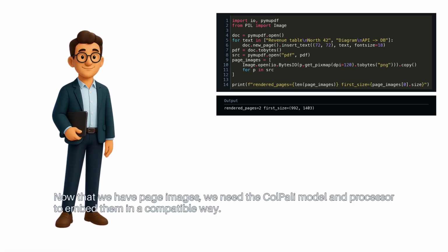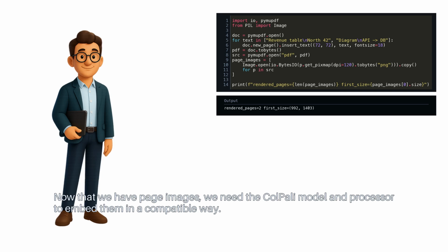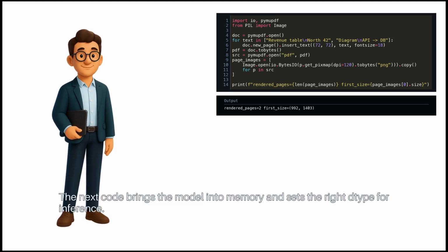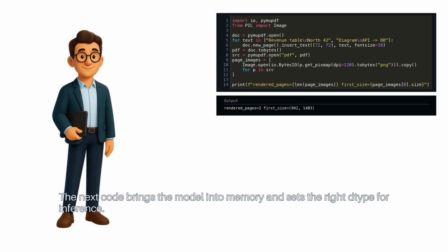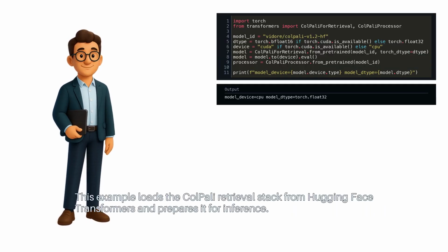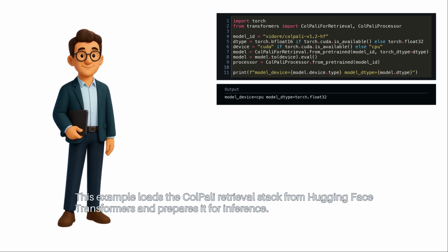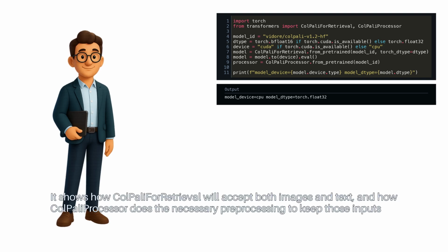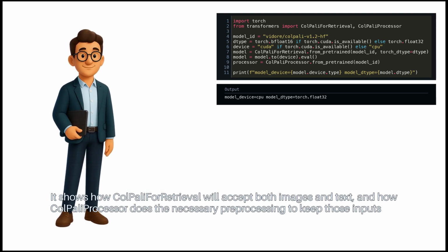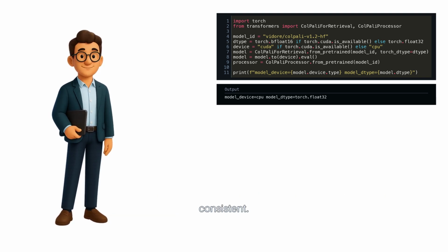Now that we have page images, we need the ColPali model and processor to embed them in a compatible way. The next code brings the model into memory and sets the right dtype for inference. This example loads the ColPali retrieval stack from Hugging Face transformers and prepares it for inference. It shows how ColPali for retrieval will accept both images and text, and how the ColPali processor does the necessary pre-processing to keep those inputs consistent.